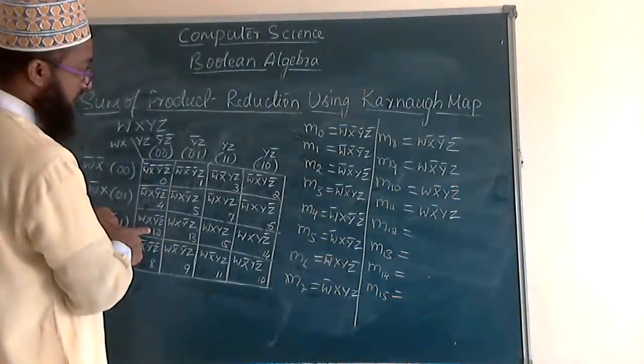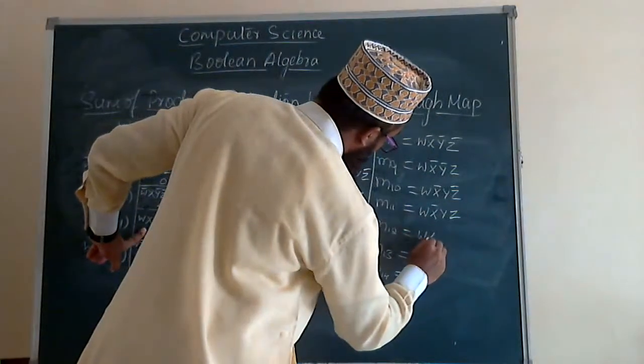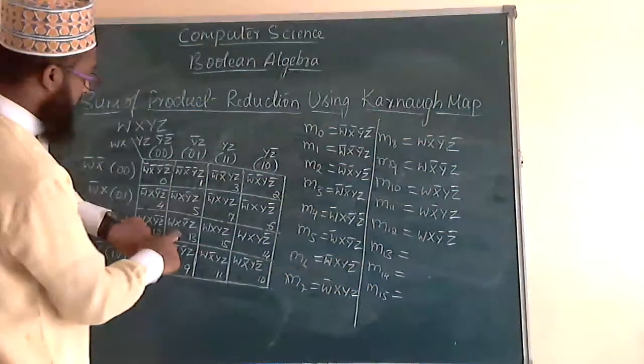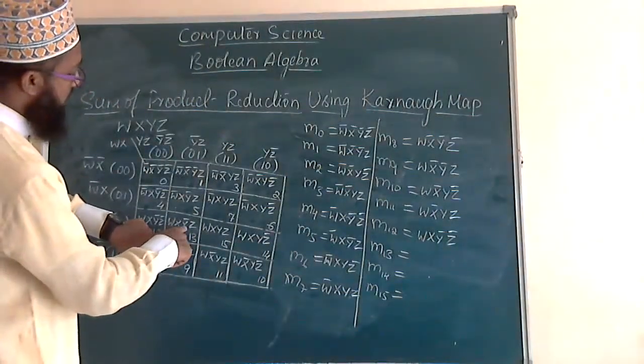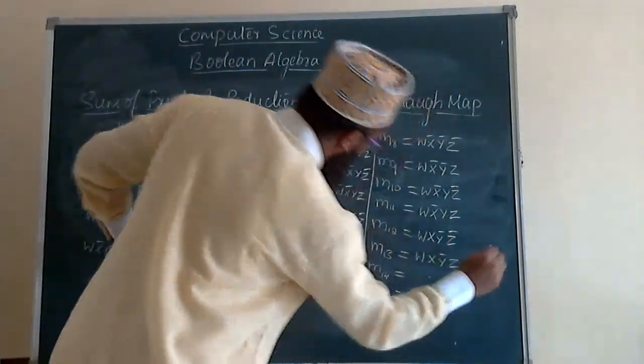Number 12 square is here. So we have to write m12: W X Y bar Z bar. M13 is next to this: W X Y bar Z.